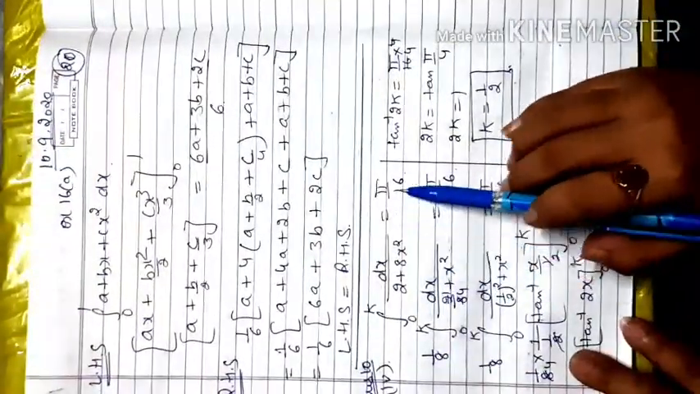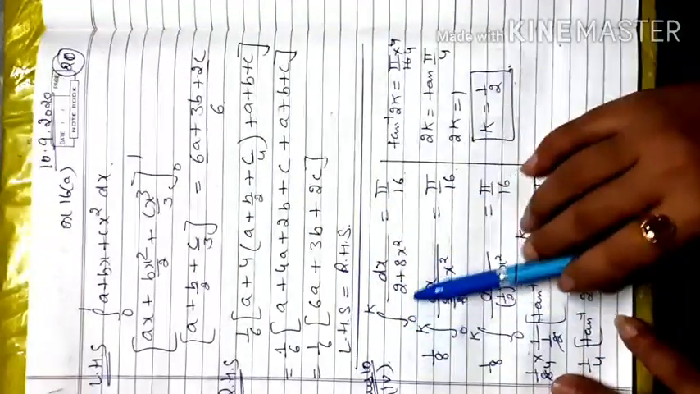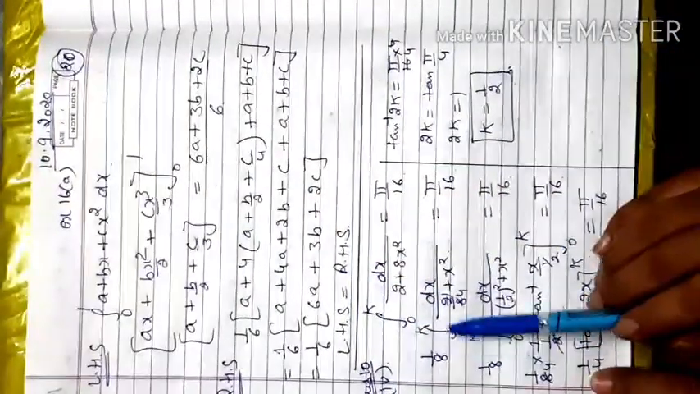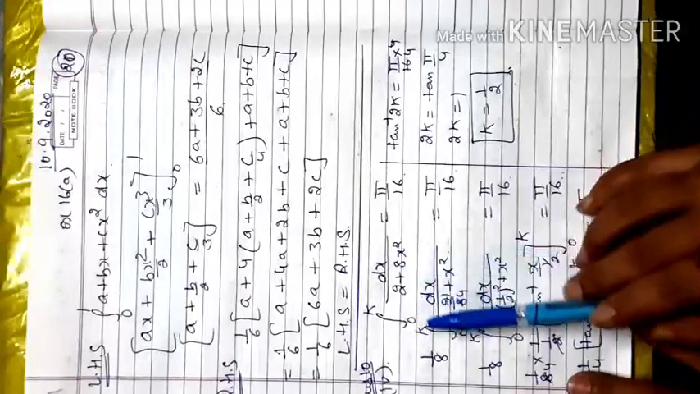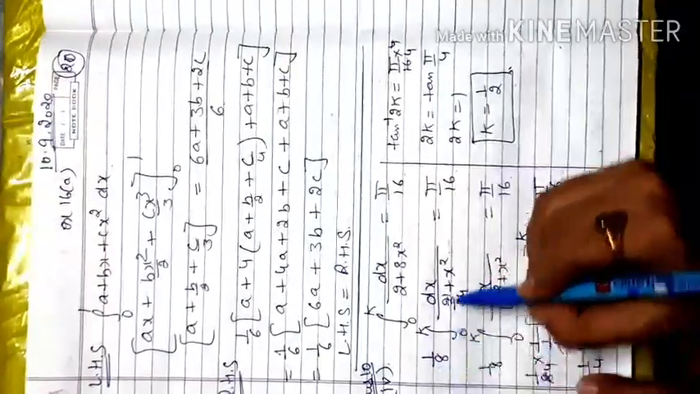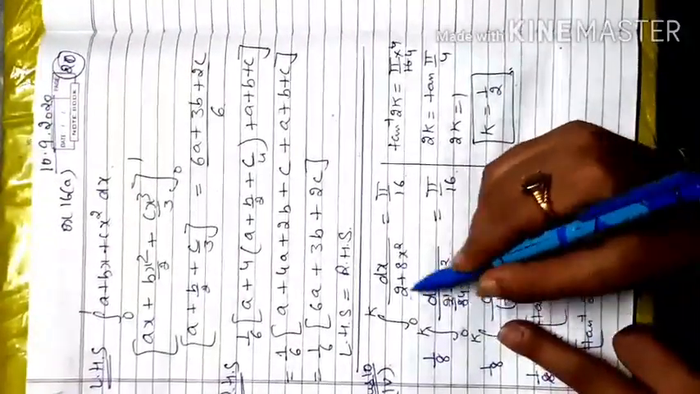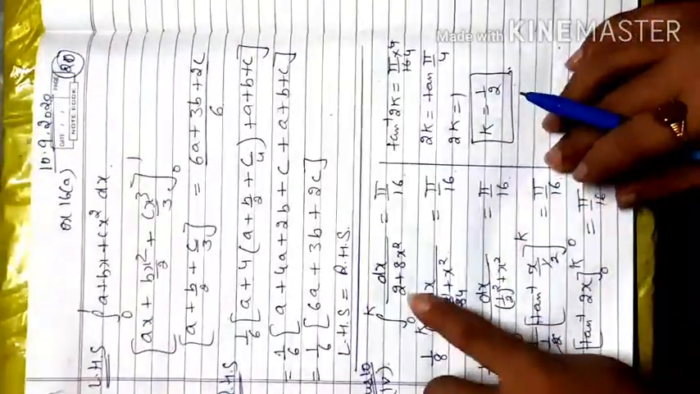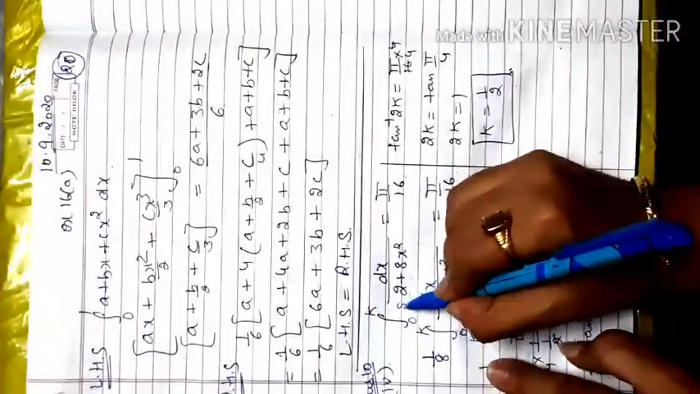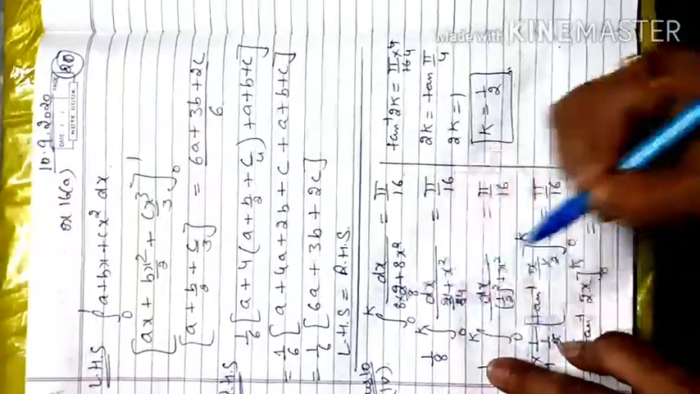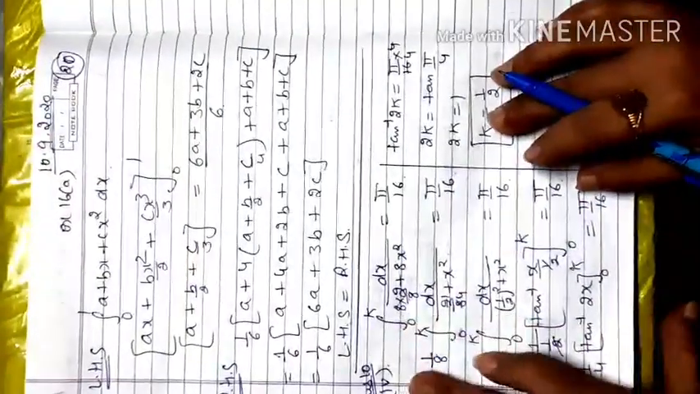Now your 10th question, fourth part is, your limit is 0 to k, dx by 2 plus 8x square is equal to pi by 16. From this equation you have to find the k value. So first what you do, you will remove 8 from that. If we take 8 outside, then this term should also be divided by 8, because you have to take 8 common from here. So that will be like that, 8 into 1 by 8. So this way you can easily take 8 common outside.